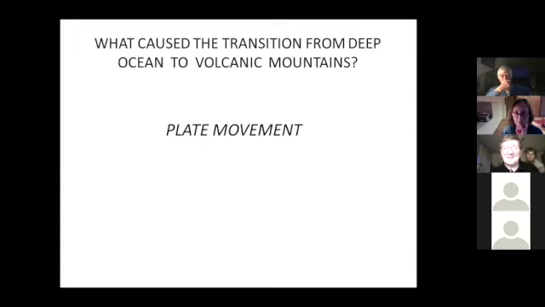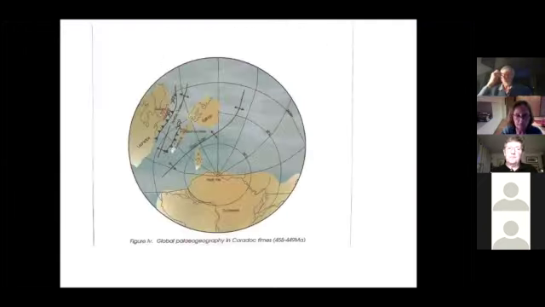It's technology. The transition from deep ocean to volcanic mount, it's all to do with this business of plate tectonics, which we geologists have, basically the foundation of modern geology tends to be this idea of plate tectonics. You'll have heard all about this. Anyway, plate movement. And so, go back to our diagram here.